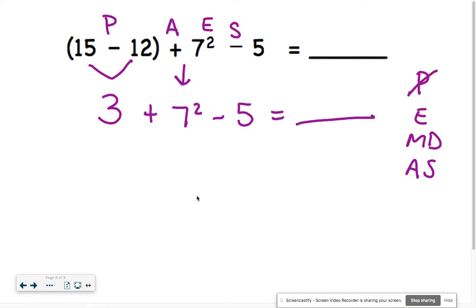So my parentheses are gone. I still have my addition, I still have my exponent, and I still have my subtraction. So the next step is exponent. Now remember, 7 to the second power really means 7 times 7, which is 49. I'm then going to carry down the rest of my problem.